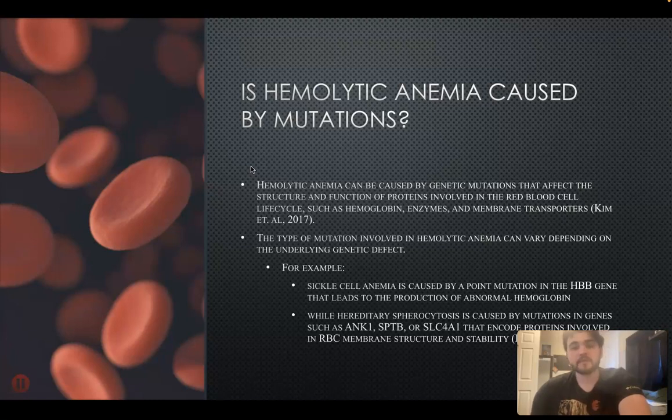So, for example, sickle cell anemia is caused by a point mutation in the HBB gene that leads to the production of abnormal hemoglobin, while hereditary spherocytosis is caused by mutations in the genes ANK1, SPTB, or SLC4A1 that encode proteins involved in the red blood cell's membrane structure and stability.